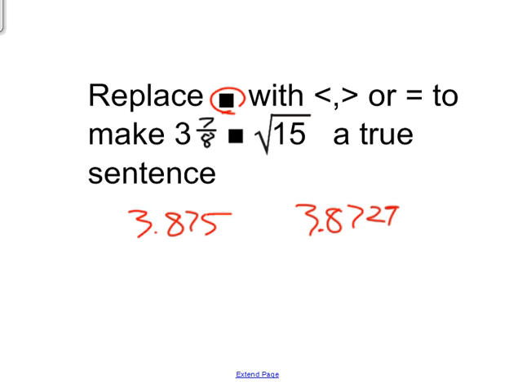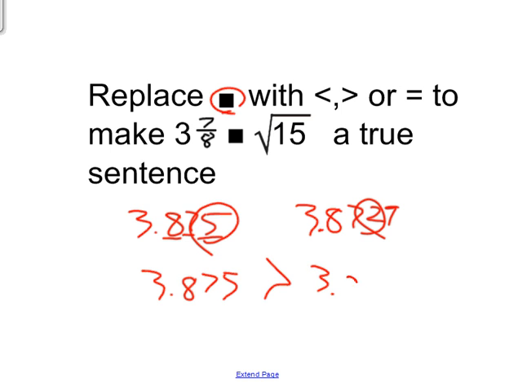Well, if I look at these, they're the same to the tenths place, they're the same to the hundredths place, but here in the thousandths place, I see that 5 thousandths is bigger than 2 thousandths. So 3.875 is larger than 3.872. So this symbol should be larger than. 3 7/8 is larger than the square root of 15.